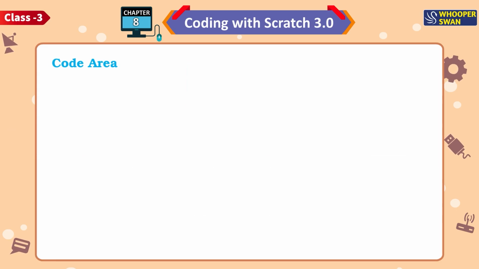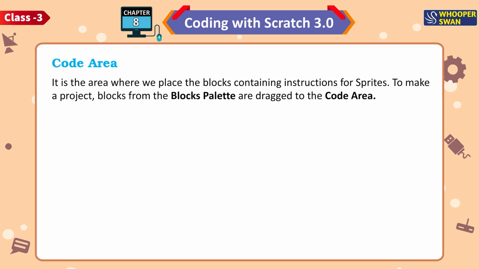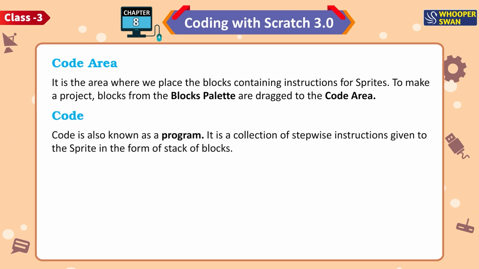Code area. It is the area where we place the blocks containing instructions for sprites. To make a project, blocks from the blocks palette are dragged to the code area. Code. Code is also known as a program. It is a collection of stepwise instructions given to the sprite in the form of stack of blocks.